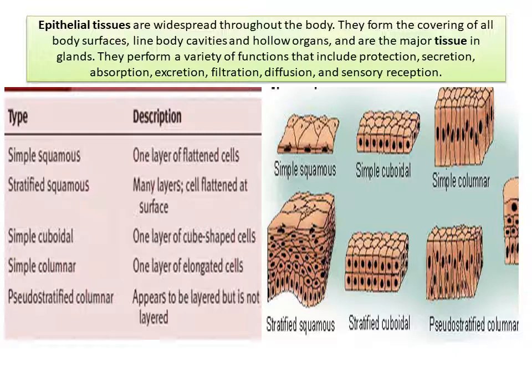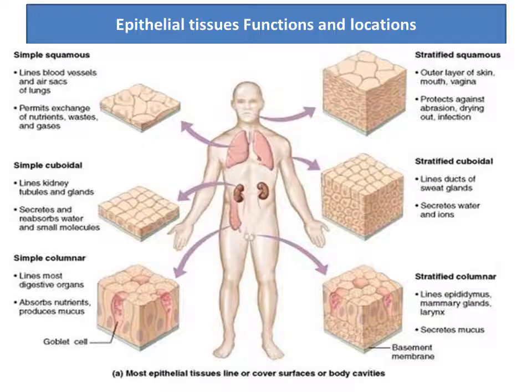Simple columnar. Children, columnar cells are elongated cells, pillar-like cells. So when we say simple columnar, they are simple pillar-like cells. Then pseudo-stratified columnar. Pseudo means false. So it is actually not stratified. They are not many layers of cells, but they are giving the appearance of many layers of cells. Here you can find the pictures, images of all these different types of tissues. Let's move to the next slide.